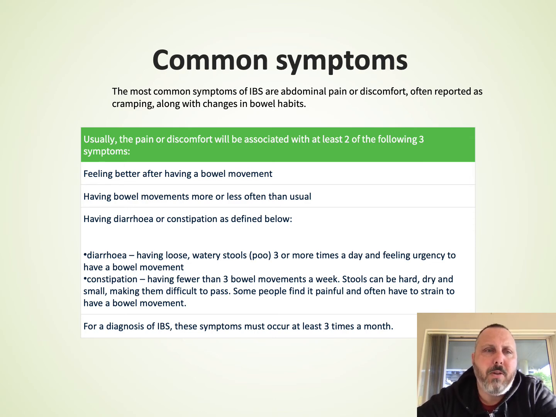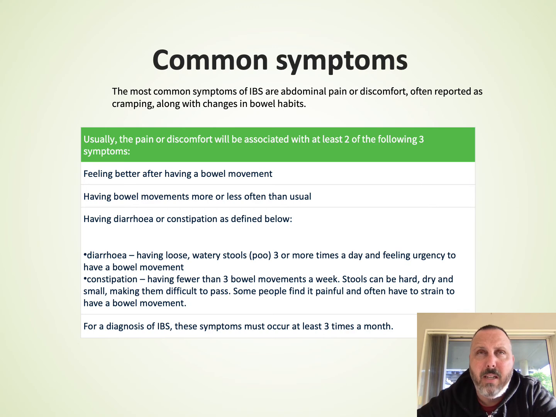Okay, common symptoms. The most common symptoms of IBS are abdominal pain or discomfort, often reported as cramping, along with changes in bowel habits. Usually the pain will be associated with at least two of the following three symptoms. Feeling better after having a bowel movement, so the discomfort after a bowel movement will disappear. Having bowel movements more or less than usual. Having diarrhea or constipation as defined below. Diarrhea is having loose watery stools 3 or more times a day, and feeling urgency to have a bowel movement.